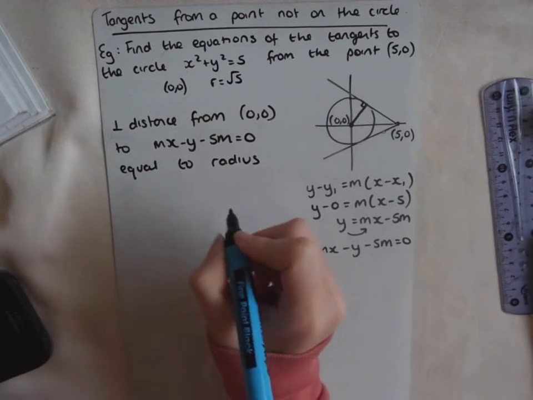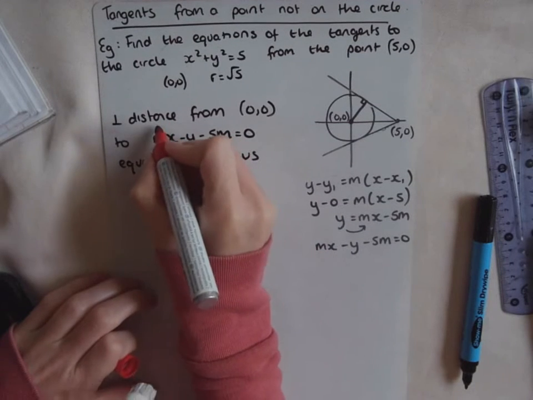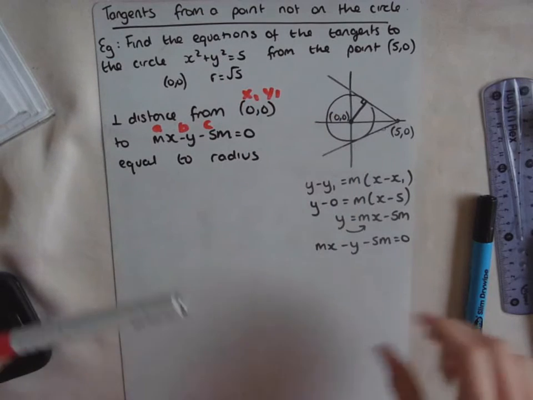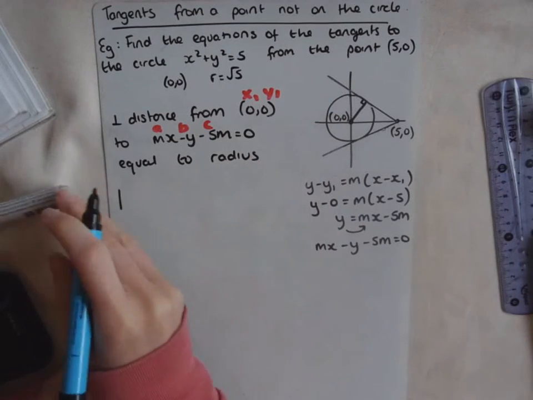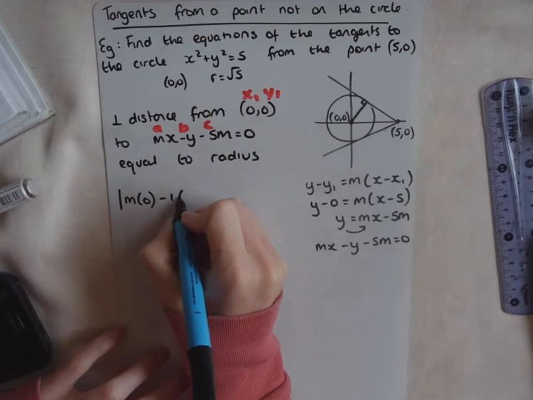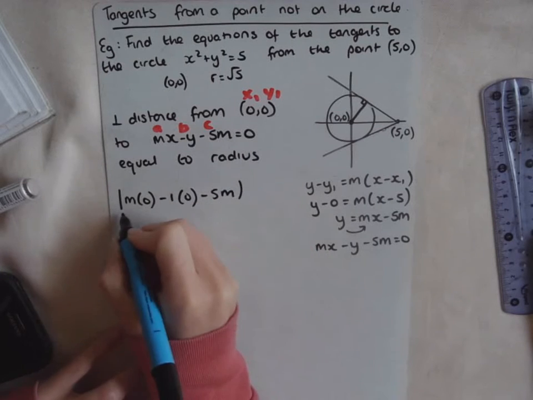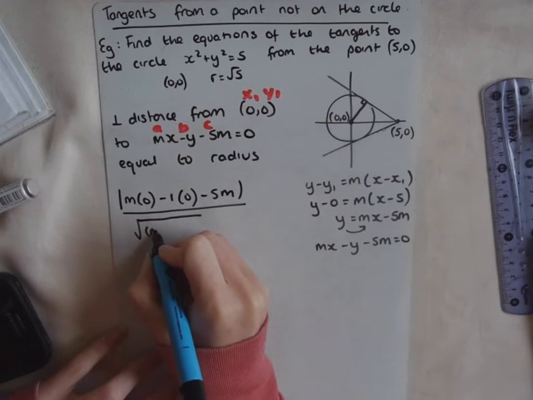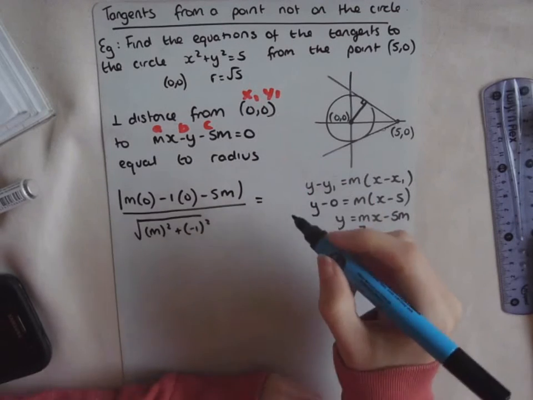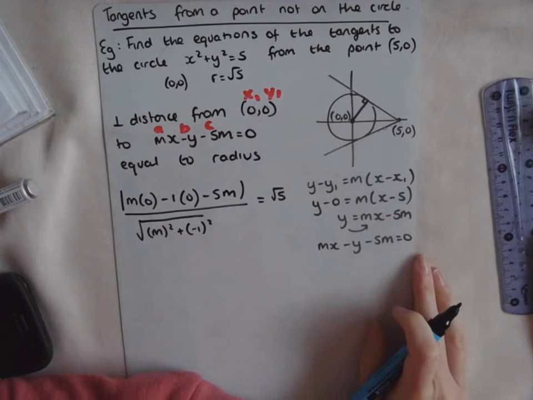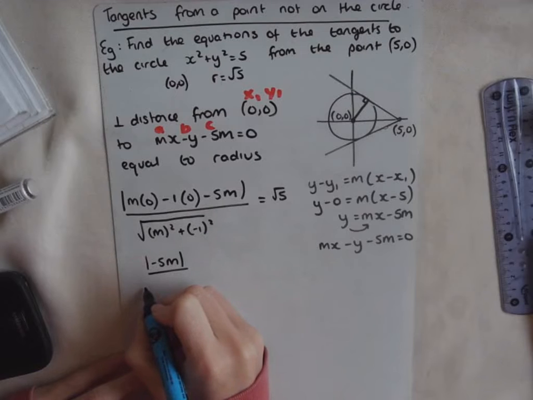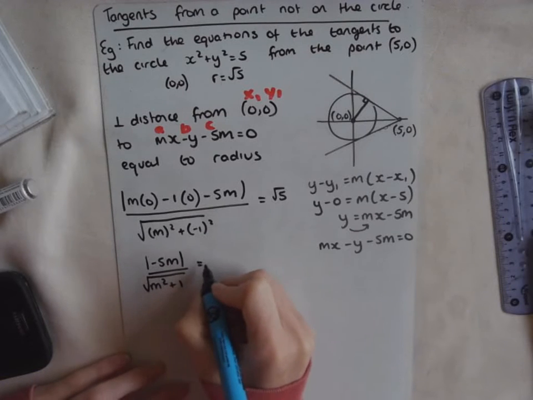Okay, so we know this is A, B, and C, and this is x1 and y1. So we're just going to fill it into our perpendicular distance formula. So it's the modulus of A x1 plus B y1 plus C, all over the square root of A squared plus B squared. And that's going to be equal to the radius, and the radius we know here is root 5. Then you're just going to tidy up. So that's going to be the modulus of minus 5m over the square root of m squared plus 1 equals root 5.